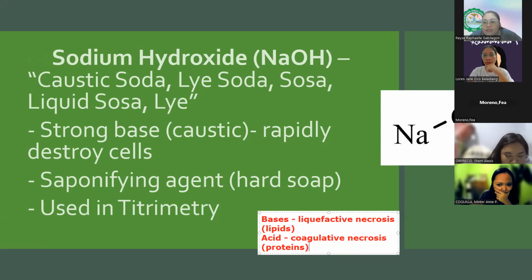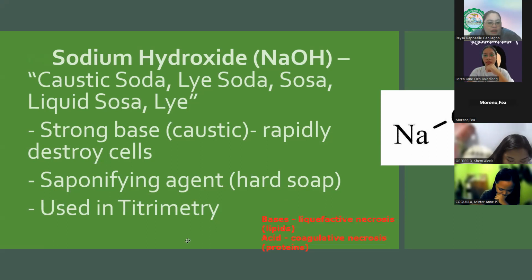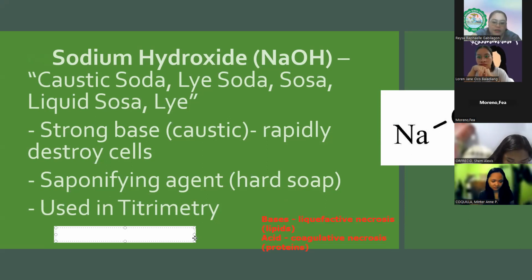Now, aside from that, you will be using sodium hydroxide also if you're going to make soap. It's a saponifying agent. Pero pag sodium hydroxide ang ginamit ninyo, you will obtain a hard soap. Like yung mga hard soap na Safeguard, that will be the result pag sodium hydroxide. Pag gusto mo kasing liquid soap yung ma-produce mo, do not use sodium hydroxide. You may use potassium hydroxide. Pag potassium hydroxide ang gagamitin mo, you will have the liquid one.